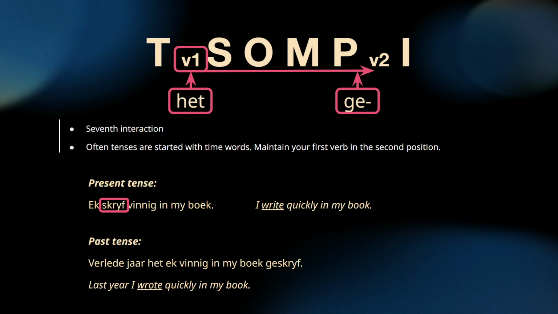Now in English it would be easy to say last year I wrote quickly in my book, but we cannot place our subject after that initial adverbial phrase of time as we do in English. I need to maintain my verb in the second position. Verlede jaar het ek, so het being my first verb, then followed by my subject. Vinnig, my manner, in my book, my place, geskryf, my verb, one that moved to the second verb position, and I added my ge prefix.